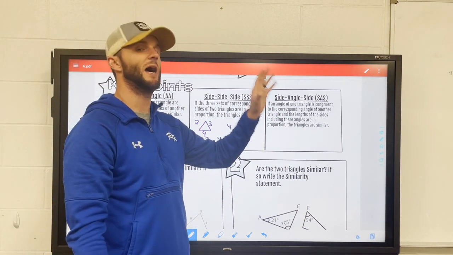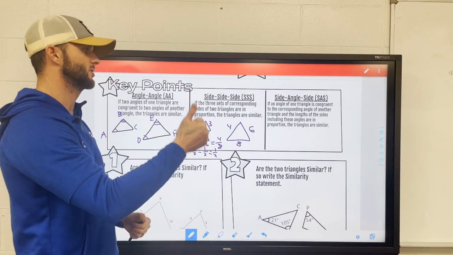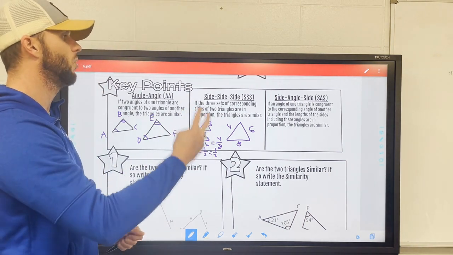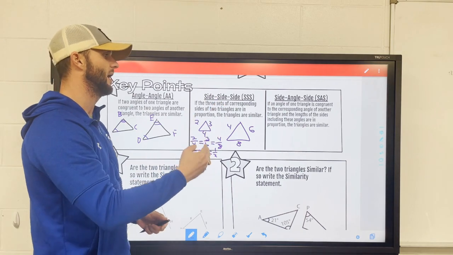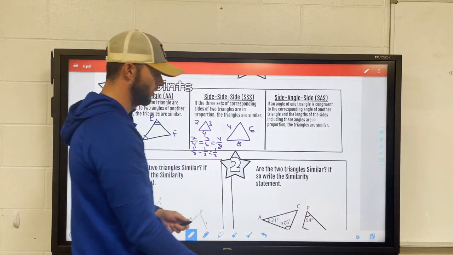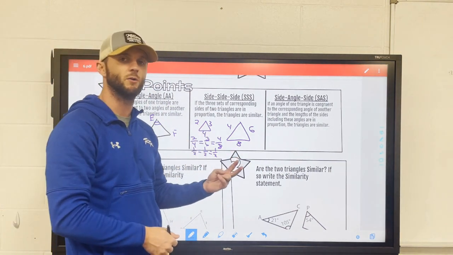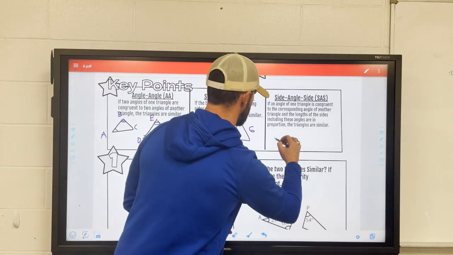Lastly, we're looking at side, angle, side. So it says, if an angle of one triangle is congruent to the corresponding angle of another triangle and the lengths of the sides including these angles are proportional, then the triangles are similar to each other. So that means if I have two triangles, let's go ahead and just draw another one. I have two triangles.